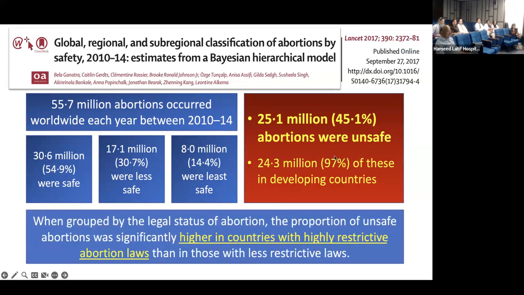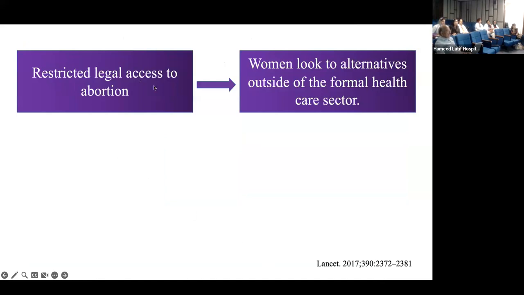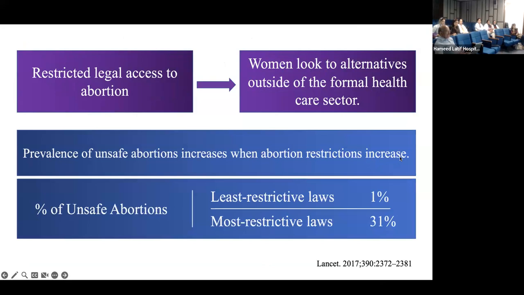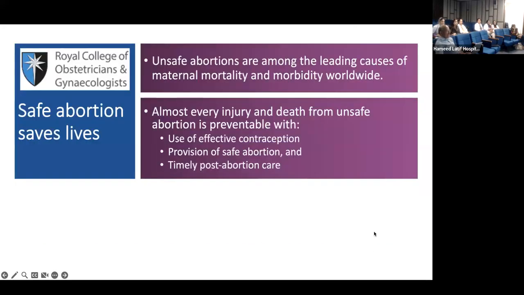When grouped by legal status of abortion, the proportion of unsafe abortions was significantly higher in countries with highly restrictive abortion laws than those with less restrictive laws. With restricted legal access, women look to alternatives outside of the formal health service. Prevalence of unsafe abortion increases when abortion restrictions increase. Percentage of unsafe abortions, least restrictive laws, 1%. Where there are most restrictive laws, the incidence is 31%.